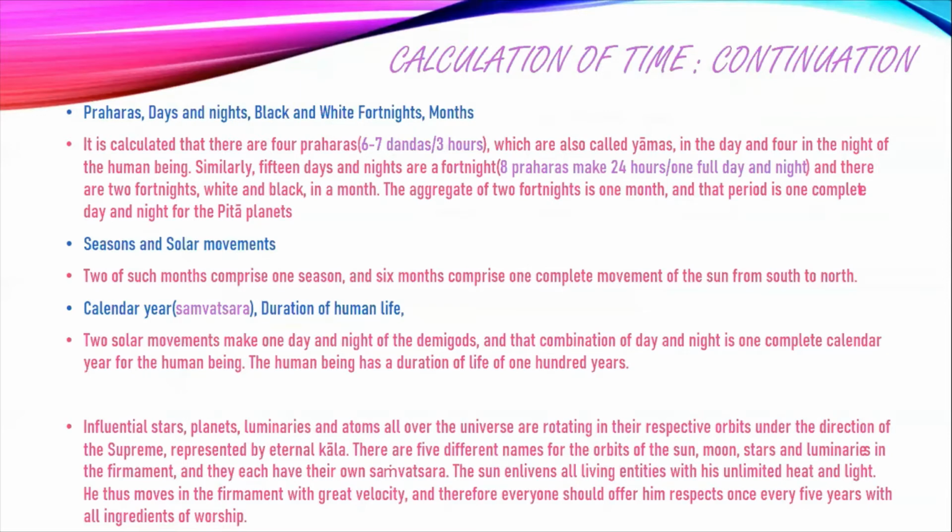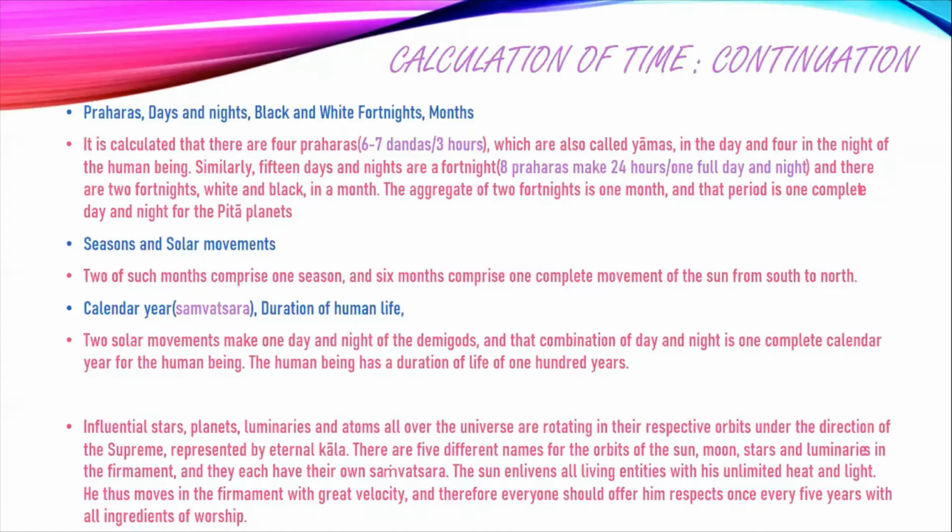Calculation of time continuation. Praharas, days and nights, black and white fortnights, months. It is calculated that there are 4 praharas, 6 to 7 dandas, also known as 3 hours, which are also called yamas, in the day, and 4 in the night of the human being.